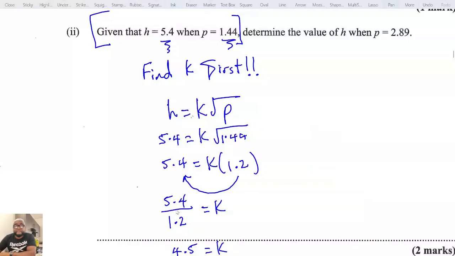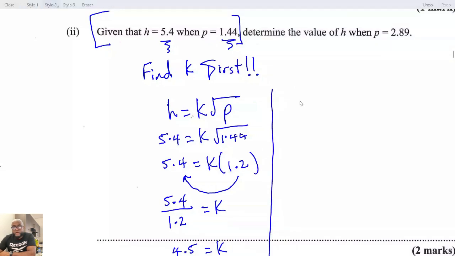Check it there: 5.4 divided by 1.2 is 4.5. We're not using any plus or minus here. Yes, 4.5. Good.